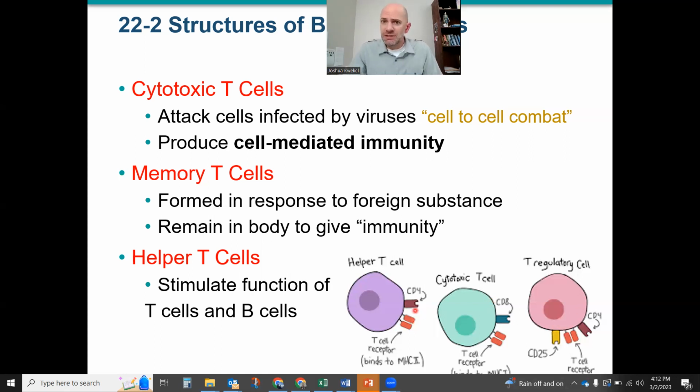The convenient thing about CD4 is you take the numeral 4, okay, kind of looks like this, the numeral 4, and you flip it upside down, it looks like an H, lowercase h. So 4, flip it upside down, looks like an H, T helper cell. T helper cells are CD4 positive. Boom, done.